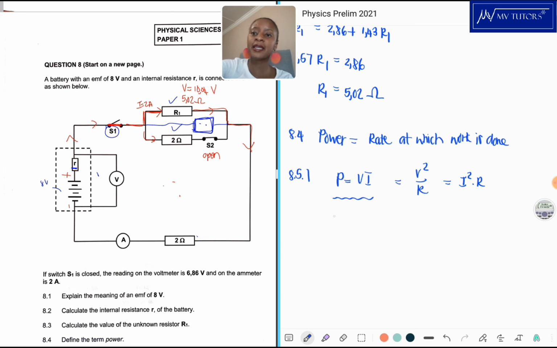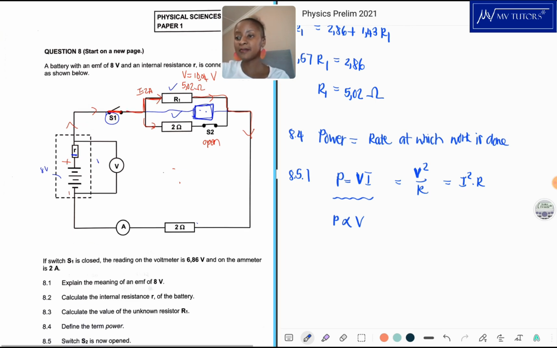Okay, basically power is directly proportional to the voltage. If the voltage increases, the power increases. And we can see it in the formulas. If you increase V over here, your power will also increase. If you increase V over here, the power will increase. So with all of the current going to resistor 1, your voltage has increased at resistor 1, and power will obviously also increase.